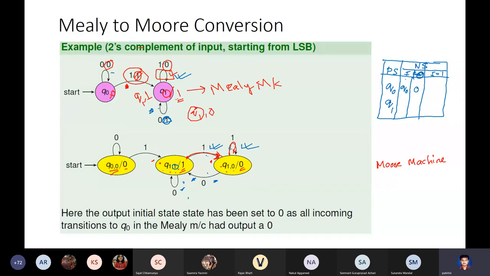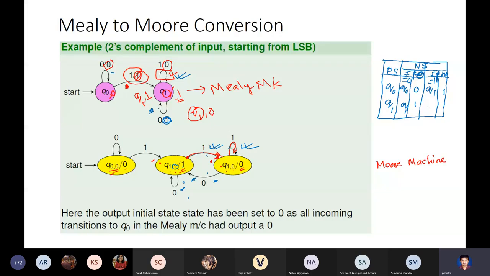This is input, this is output. This is input equal to 0. This is input equal to 1. In Q0, on receiving an input of 1, it goes to Q1 and produces an output of 1. When I'm in Q1, on receiving an input 0, it's back to Q1 and produces an output of 1. Similarly, on receiving an input 1, it's back to Q0 and produces an output of 0. Okay, so this is the Mealy machine.